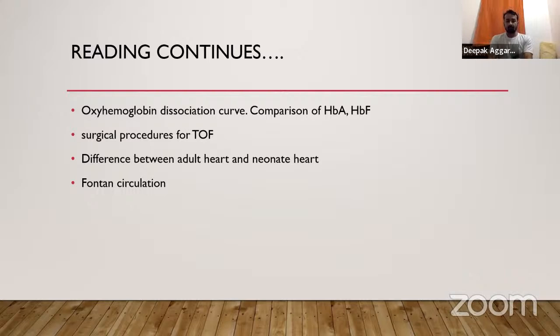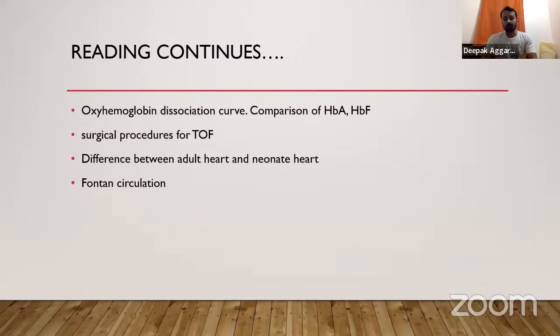In Fontan circulation, if you allow me to. Yeah, please. So basically it's a single ventricle circulation. The kids have, in certain conditions, only one functioning ventricle, like hypoplastic left heart syndrome or tricuspid atresia, where only one ventricle is there to deliver blood to the body. So the venous return comes directly through the pulmonary artery to the left side of the heart. It is done in 3 stages.